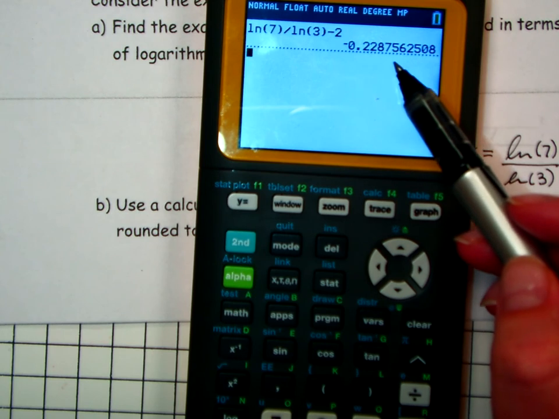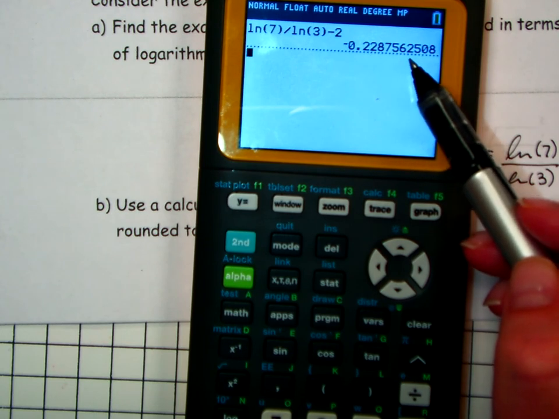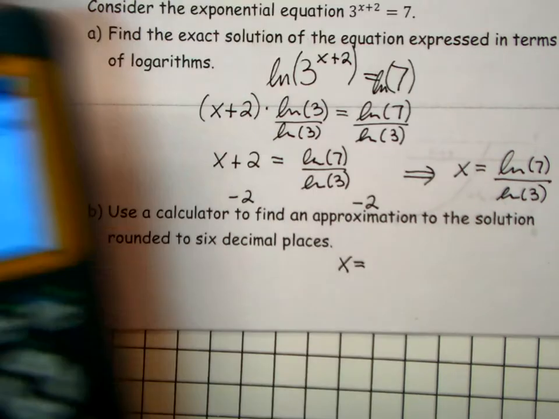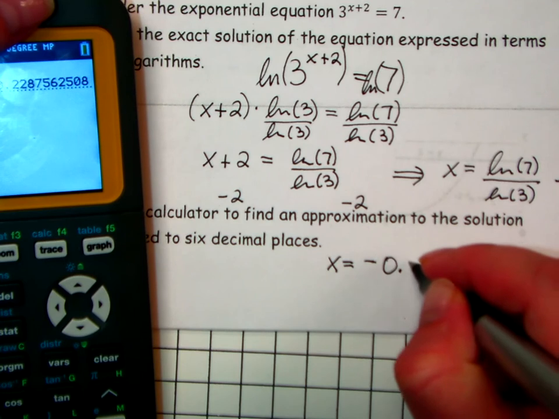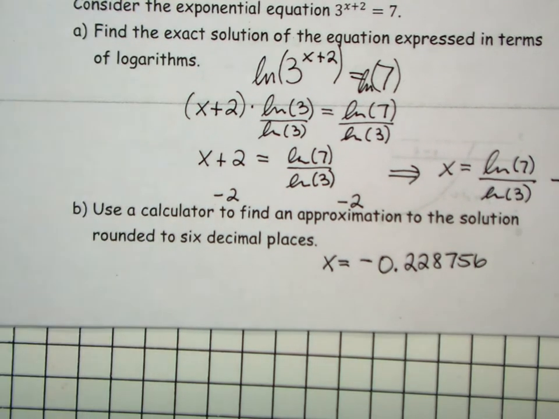So 1, 2, 3, 4, 5, 6. The 6th decimal place is a 6. The 7th decimal place is a 2, and so the 6th decimal place is going to remain a 6. So I get an approximate solution, negative 0.228756. Right.